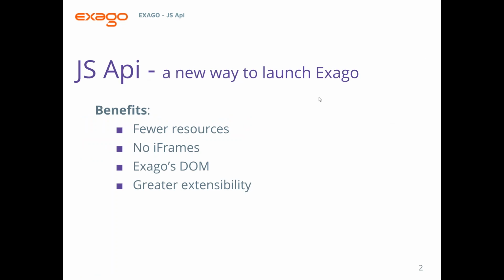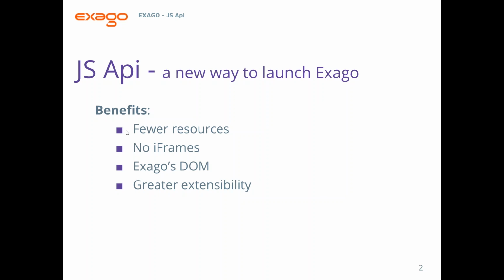So the JS API is a new way to launch Exago. Simply put, it's just like the REST or the .NET API, and all it really does is let you specify to launch the full UI, the scheduler, or directly into executing various reports. But there are a few benefits and a few differences.